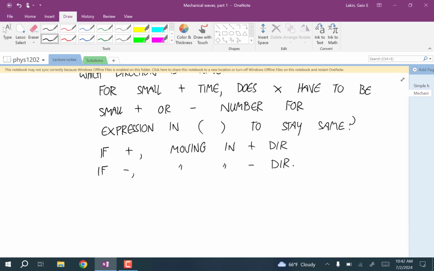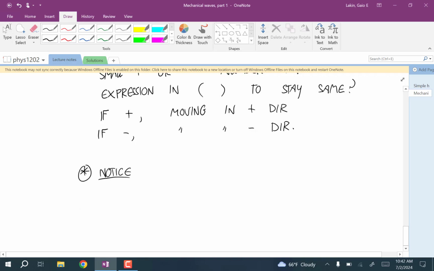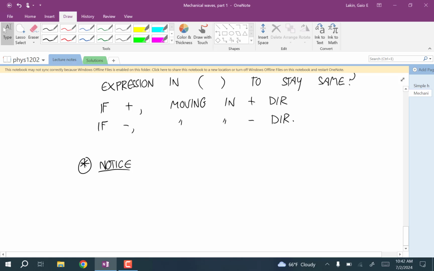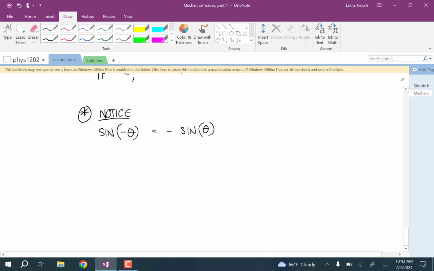One thing that I want you to notice as you fiddle with this wave function is that sine is called an odd function. And what an odd function means is that no matter what theta is, the sine of negative theta is equal to negative sine of theta. Okay, and so we're going to use this fact sometimes to simplify these things. Okay, so let's do an example thinking about the wave function.